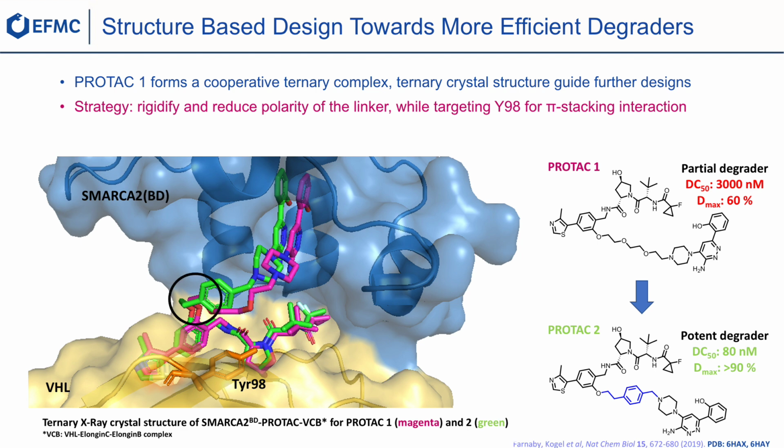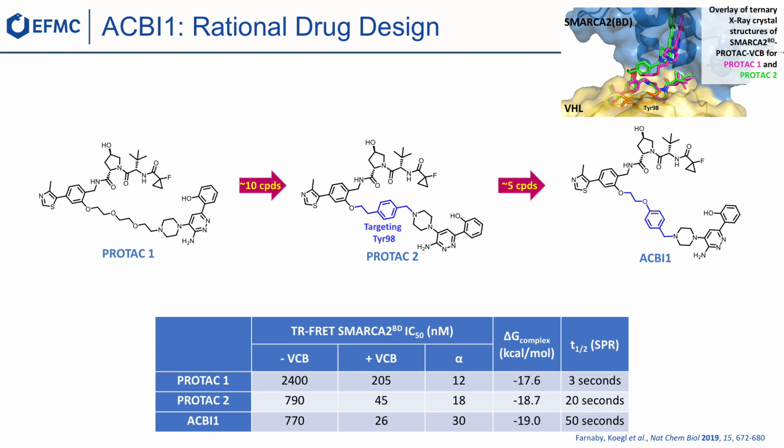Here we also noted there was some potential strain in the linker between the VHL exit vector and the phenyl in the linker. We decided that we could introduce some modifications to aim to release this strain. With the aid of multiple ternary crystal structures, we were able to design ACBI1 in an unprecedentedly low number of iterations from our initial hit, PROTAC1.